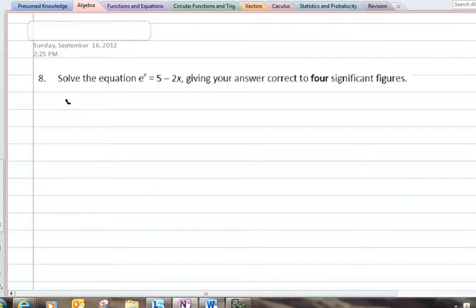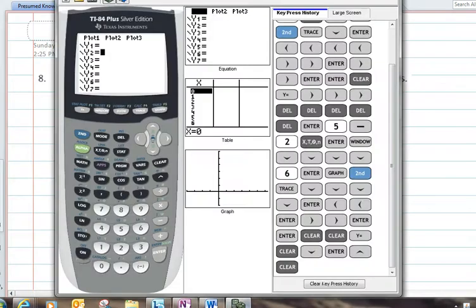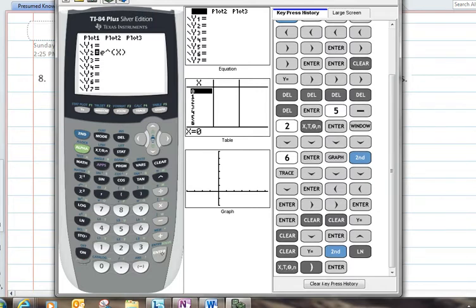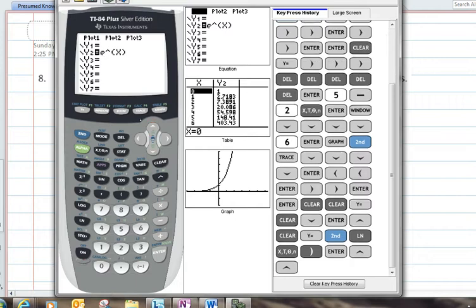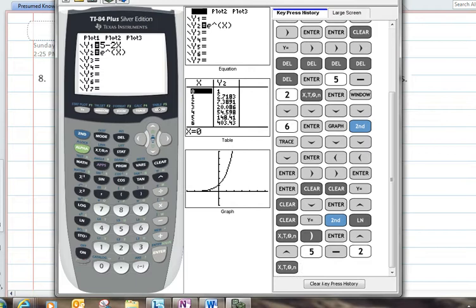To solve this, you will have to draw the two graphs of y equals e to the x and y equals 5 minus 2x, and that you of course can only do using your calculator. So you go to your calculator and plot the graph y equals e to the x, close bracket, and then draw the other graph of y equals 5 minus 2x. And when you draw those two graphs, they should look like that.